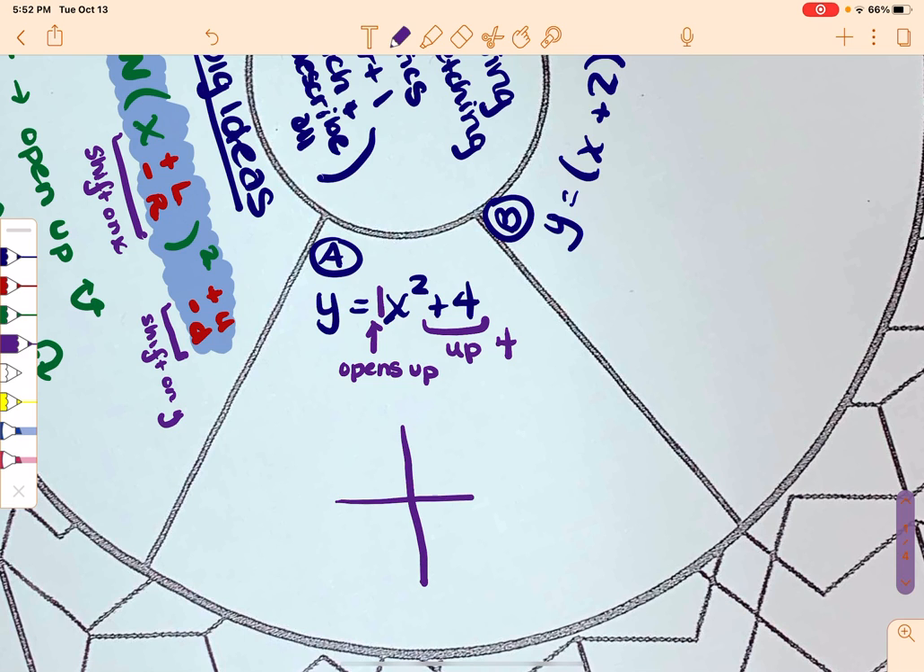Okay, so here's my x and y axis. I know it's going to go up 4 units. And I know at that point it's going to open up. There's my sketch. Nothing more involved than that.